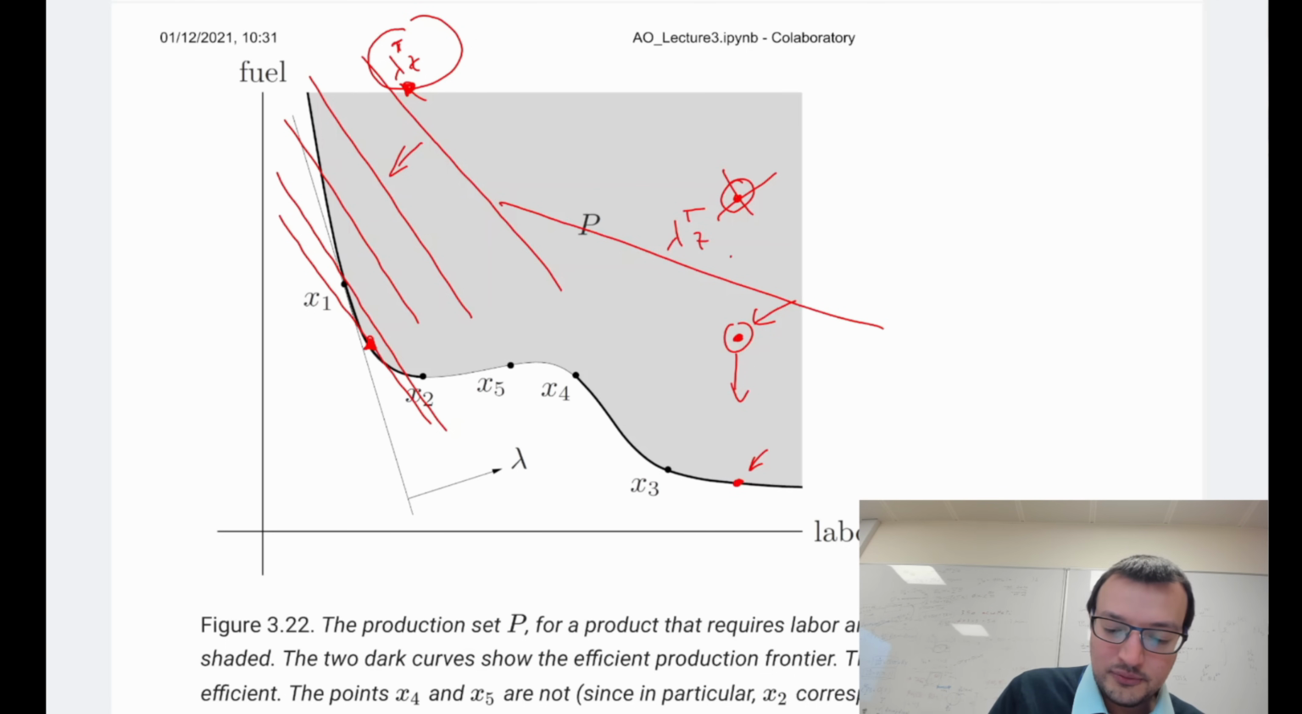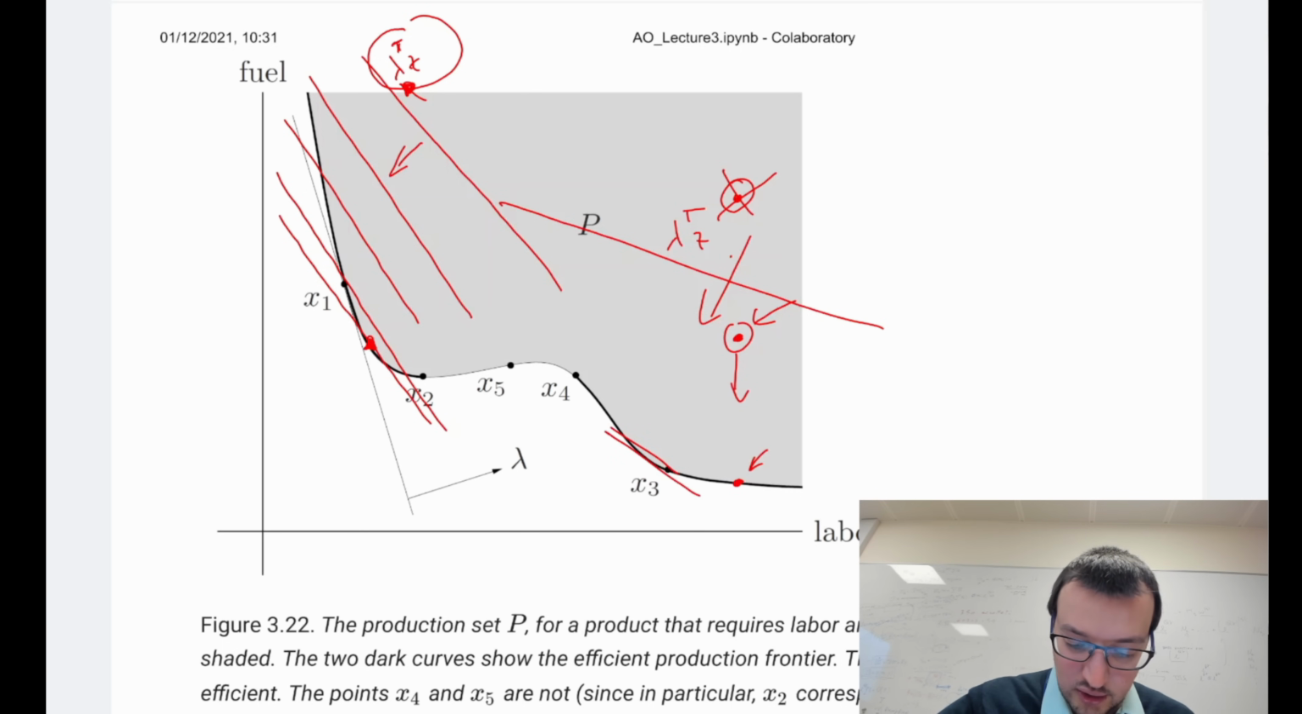hyperplane. And if we reduce this lambda transpose z, then we're going to end up with another optimal point, probably over here. So the idea here is that there is no best solution. Depending on the price of the fuel and the price of the labor, there is going to be an optimal solution, which is Pareto-optimal, and it's a minimal point of the set P. But of course, if you change the prices, and for instance now fuel costs more than labor, then we're going to find another minimal point, okay?